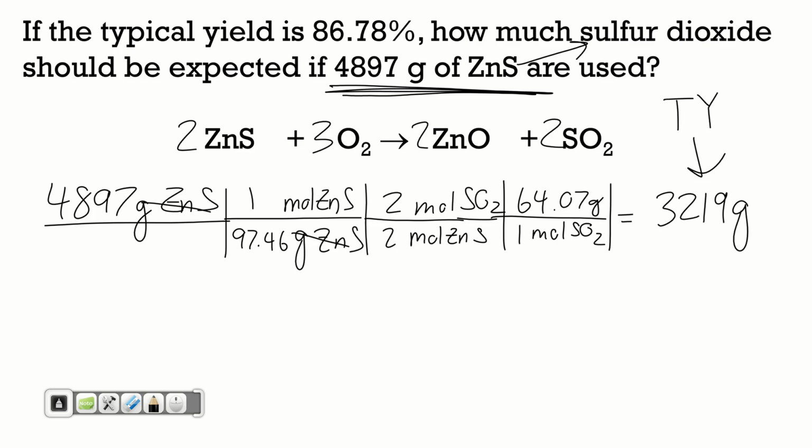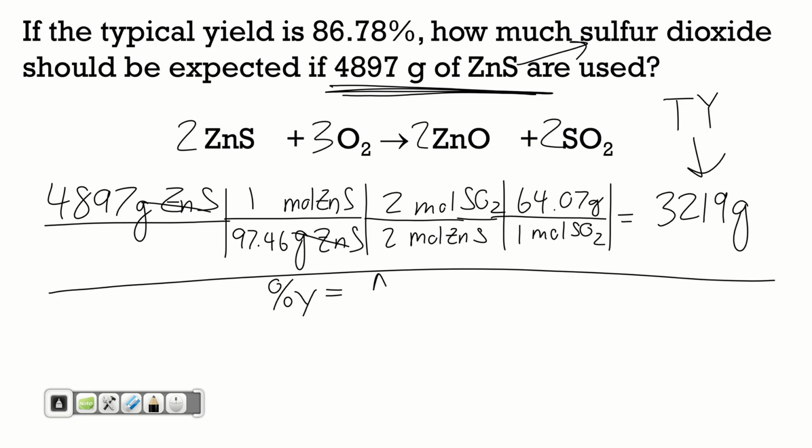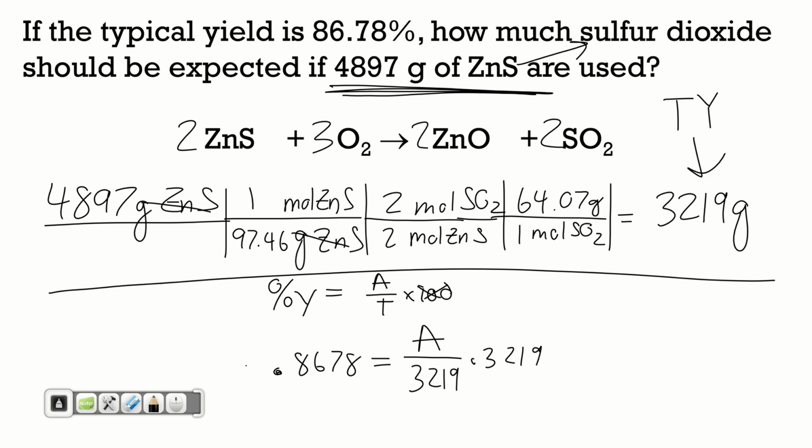All right, but how much is actually produced? Well, my formula is percent yield equals actual over theoretical times 100. All right, so I'm going to basically change the percentage to a decimal immediately, and that takes care of the 100 part. So 0.8678. I mean, if you don't know what I'm doing, if I plug in 86.78, I'm going to divide by 100 at the beginning. So I'm moving the decimal point over. Equals A over 3,219. I'm going to multiply by 3,219.